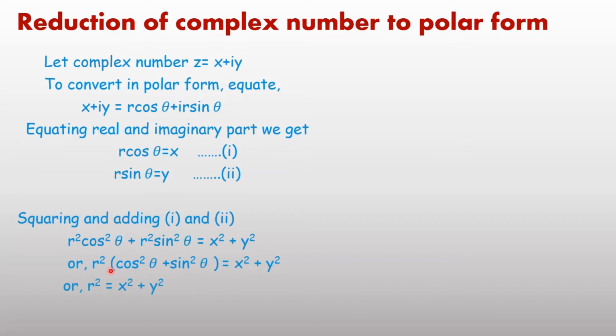Therefore, r square into 1 equal to x square plus y square, or we can write r square equal to x square plus y square. Taking square root of both sides, you will get r equal to under root x square plus y square. In this process, in step first, we are able to find the value of r.